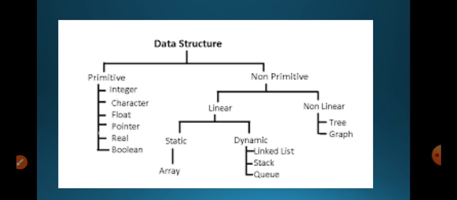Non-primitive data structures are further classified into linear and non-linear data structures. A linear data structure shows the relationship of adjacency between the elements. Further, linear data structures are divided into static and dynamic data structures. Array is the best example for a static data structure. Arrays can be classified into one-dimensional array, two-dimensional array and multi-dimensional array. In dynamic data structures, stack, queue and linked list come under dynamic data structures.